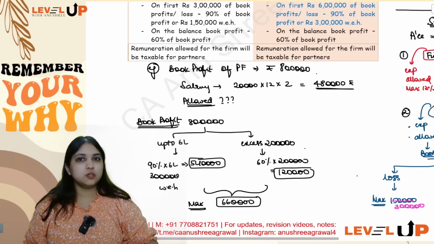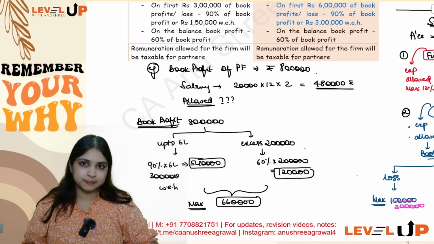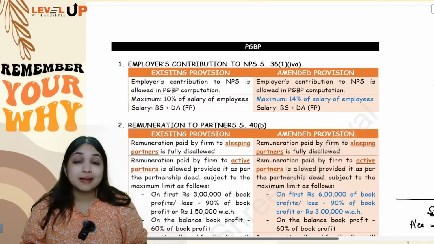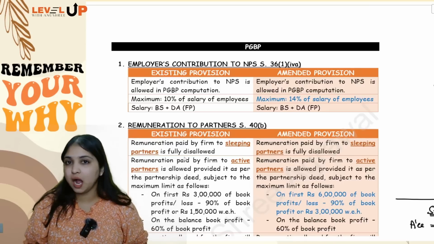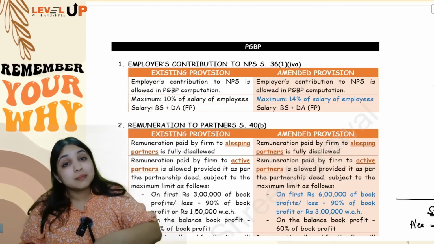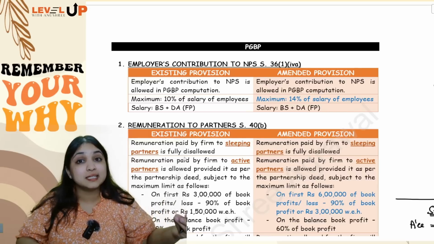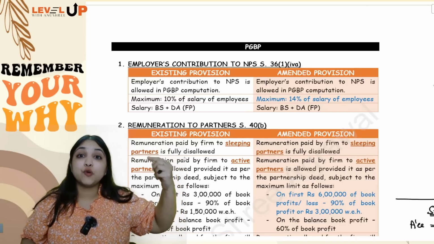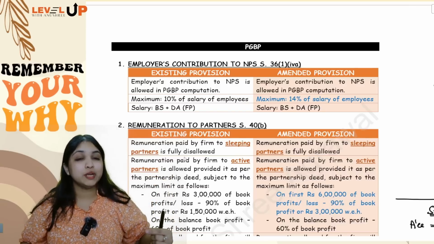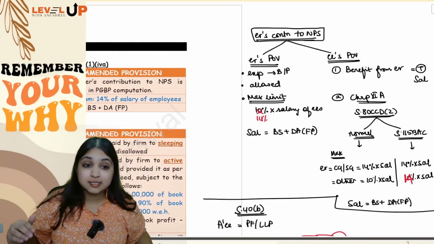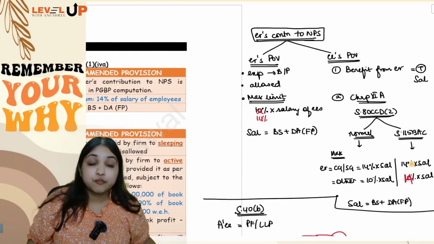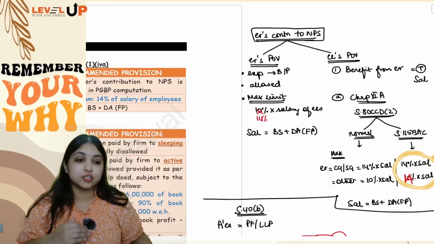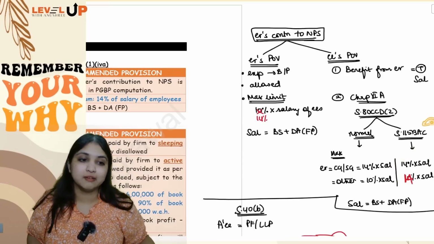Understood? So there are 2 amendments in your PGBP chapter. To summarize, number 1, employer's contribution to NPS. Maximum 14% of employee salary will be allowed for the employer. Similar amendment is made in chapter 6A 80 CCD subsection 2 from employee's point of view. But that amendment is only if assessee is following 115 BAC. If assessee is following 115 BAC, whether the employer is central government or state government doesn't matter. Whether the employer is any other employer also, it doesn't matter. For the employer's contribution, 14% of salary will be allowed under 115 BAC.